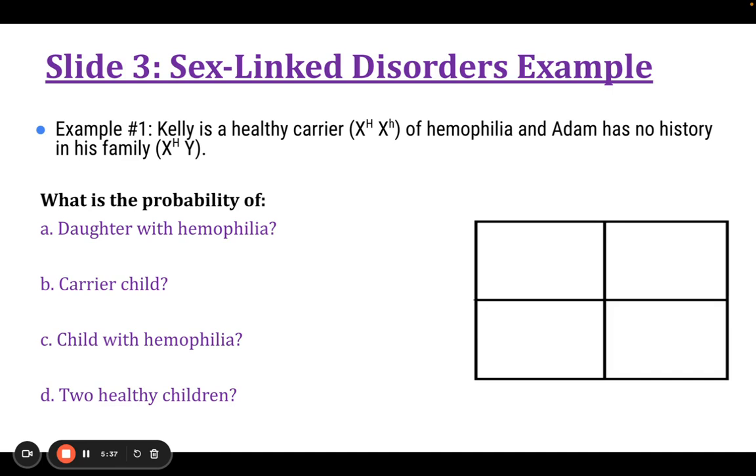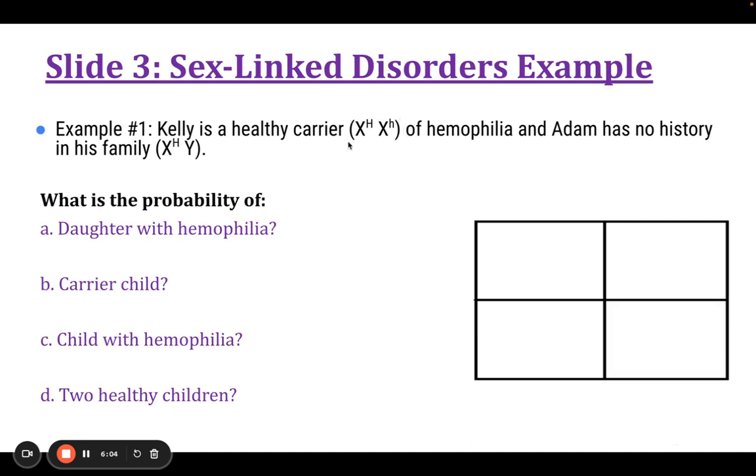Okay, so the way you would set up a Punnett square for a sex-linked disorder is kind of similar to how we did with blood typing. You're going to notate your genotype base letters with the sex-determining genotype, and then the allele for being attached only to the X chromosome. So it tells you in this problem that Kelly is a healthy carrier of hemophilia.